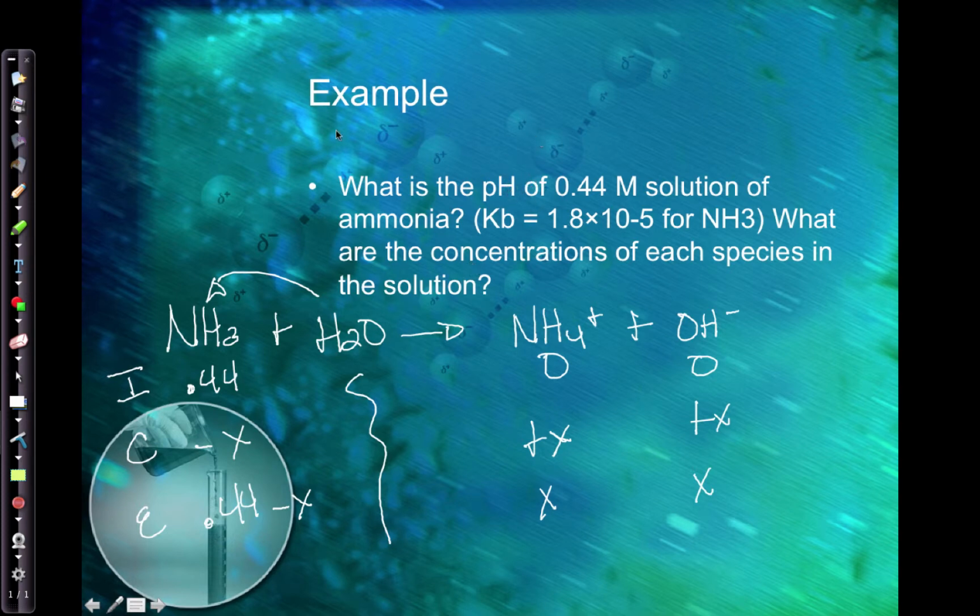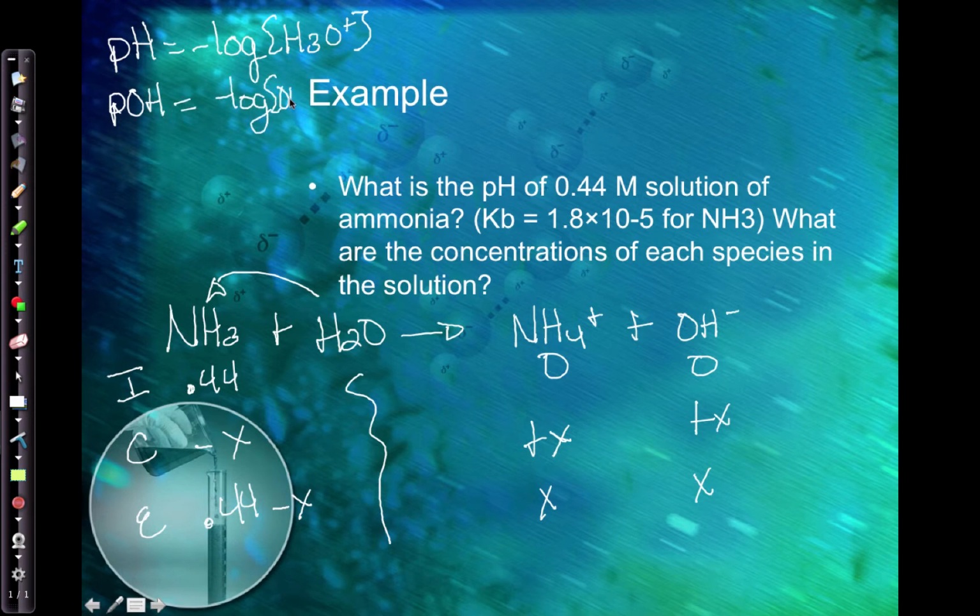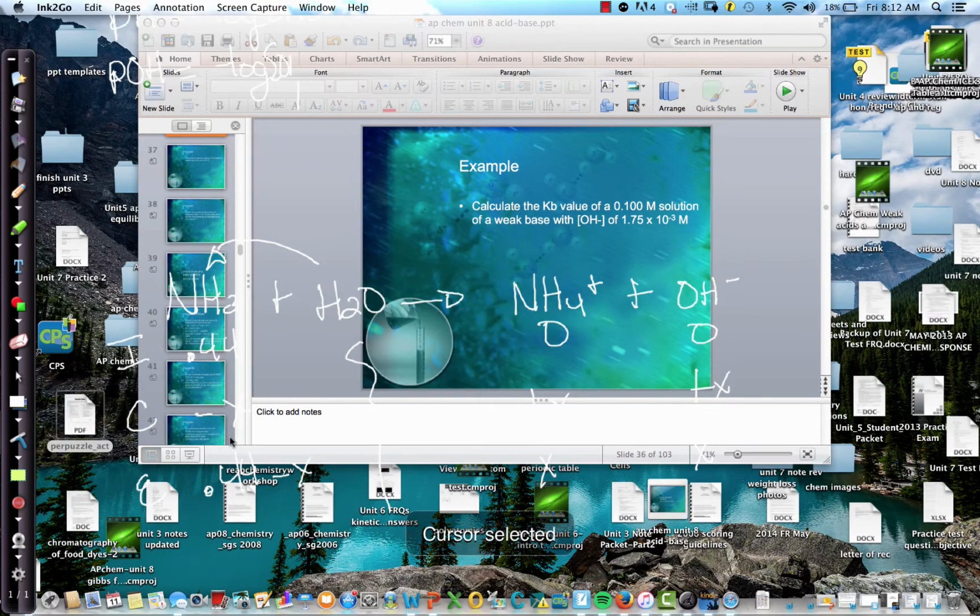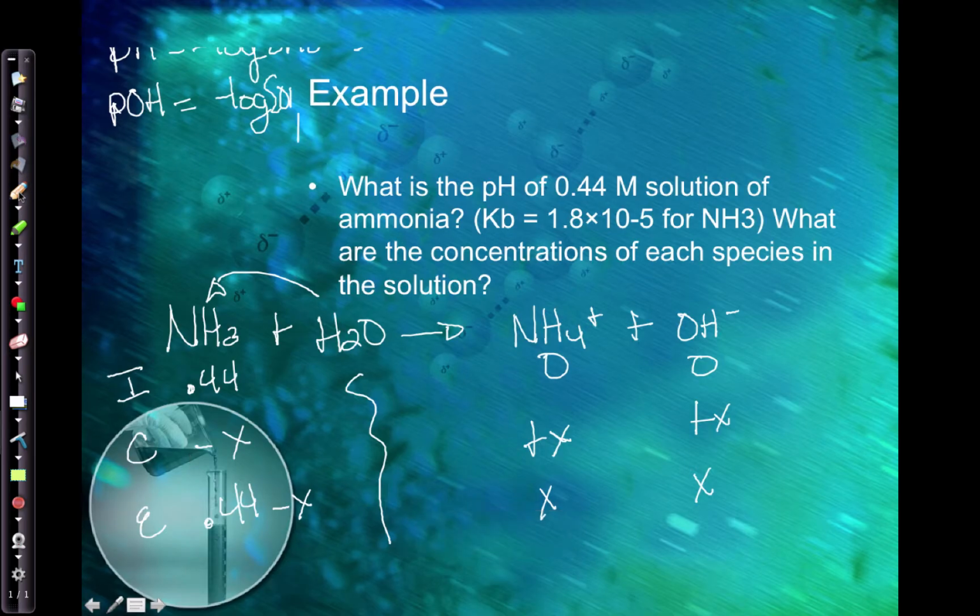solve for pH. So to get pH, I need the concentration of hydronium, or I need the pOH, because I know that the sum of the pH and the pOH is 14. Well, since we're looking at a base here, since I'm looking at a base, I am going to look at hydroxide. So I need to get the concentration. I need to find out what X is. So let's put it into the Kb expression.